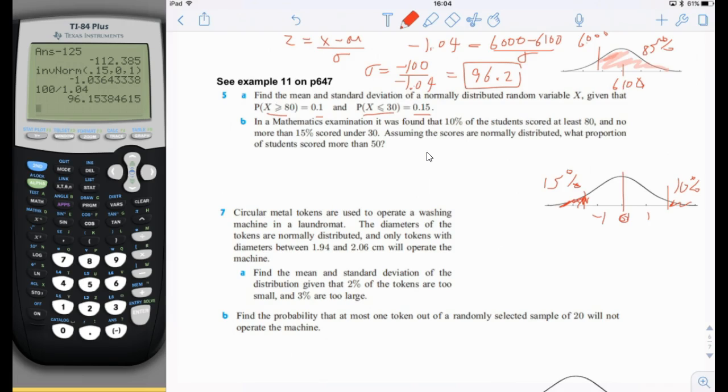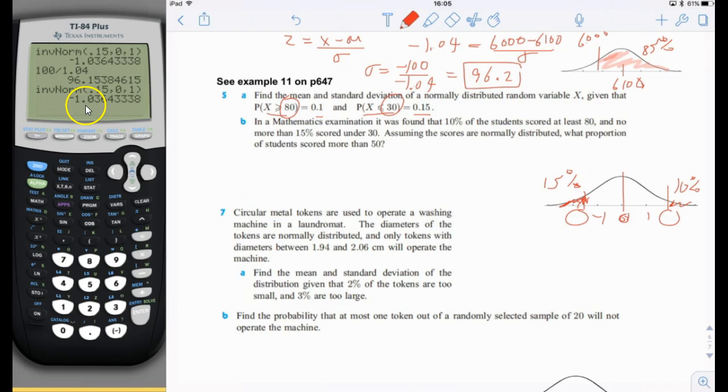So let's figure it out in z terms first. We can figure out what the z values are for these 2 points and then do the transformation to see that they correspond to 80 and 30 and find out what sigma and mu are, because we're going to have 2 equations and 2 unknowns. So first let's figure out, in a z distribution, the left 15%, inverse normal, the left 15%, oh, we already did this.